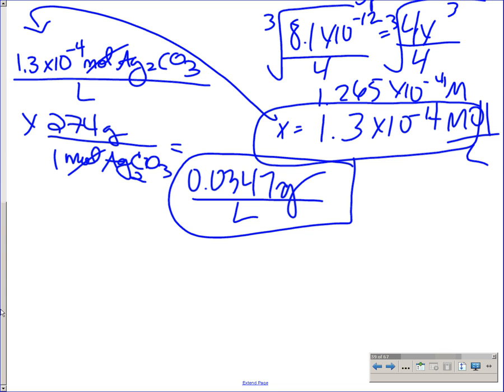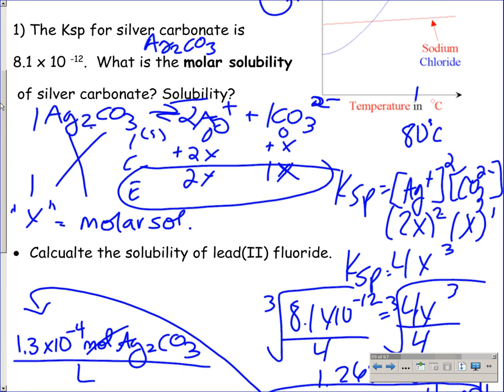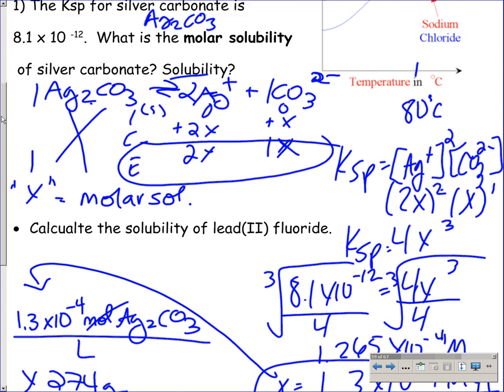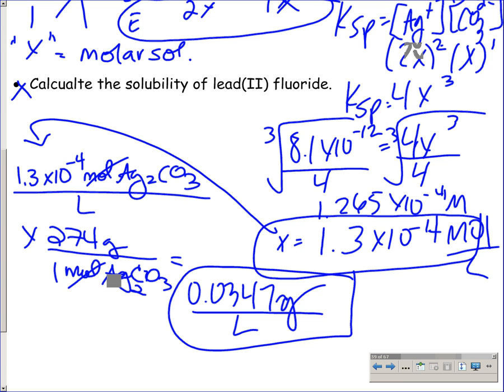The next one is really similar to that, so I'm going to hold off on that one. I'm going to do a harder one. The last part of the question says calculate the solubility of lead 2 fluoride. That's why I said that next part. I'm not doing that number because it's very similar to this same problem. What's number 2 on your sheet say? It says the same thing. I'm going to have to do lead 2 fluoride. I'm just going to skip this one for now. Just go with me on the next one.